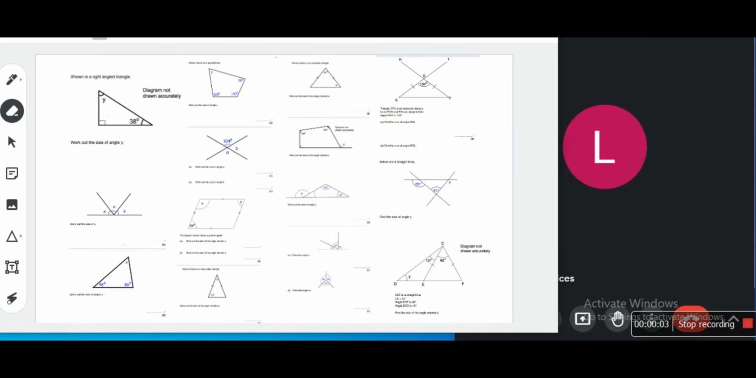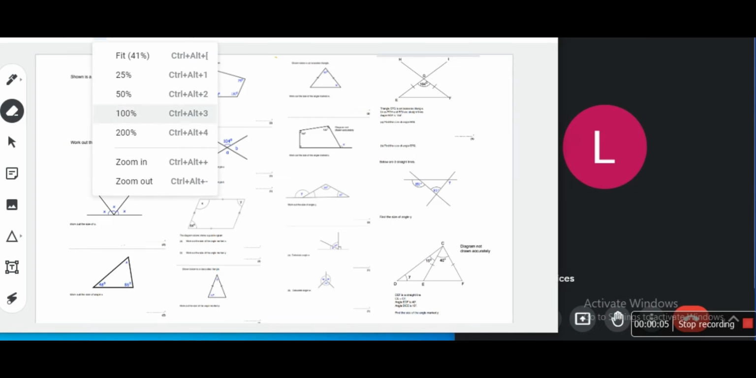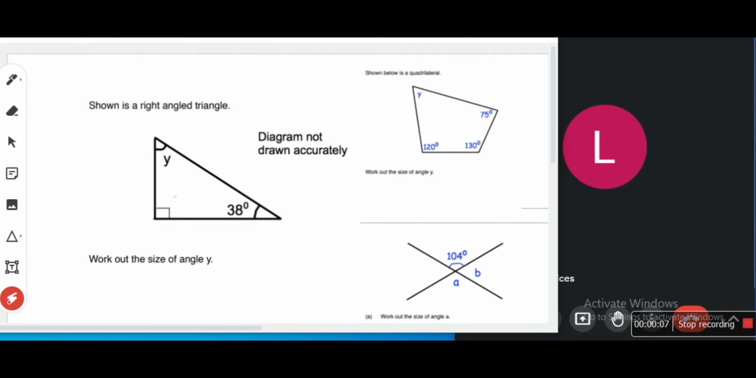Okay, let's see some of these practice questions. We are required to determine the value of y. This value of y, of course, this is 90 degrees. Whenever you see this sign, it means 90 degrees, and this is 38 degrees. Remember, this is a triangle.